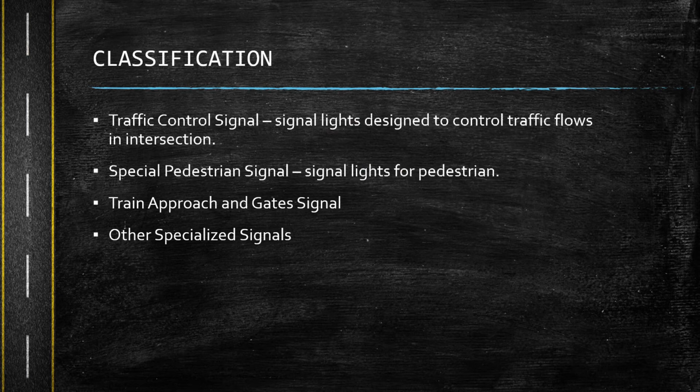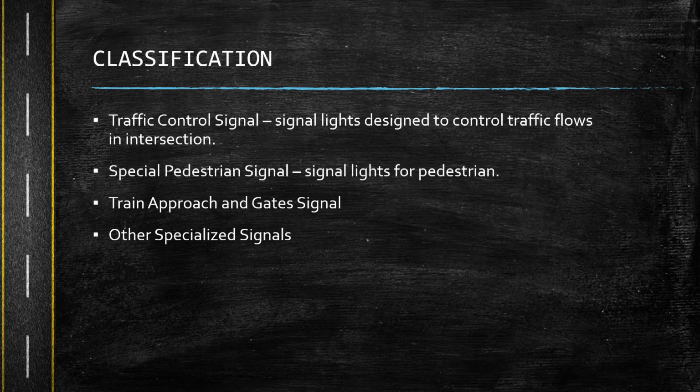So meron tayong traffic control signal, special pedestrian signal, train approach and gate signals, and other specialized signals. So first is traffic control signal. So ito yung typical traffic light which is designed to control traffic flows in an intersection or conjunction to make sure of an efficient flow of traffic.